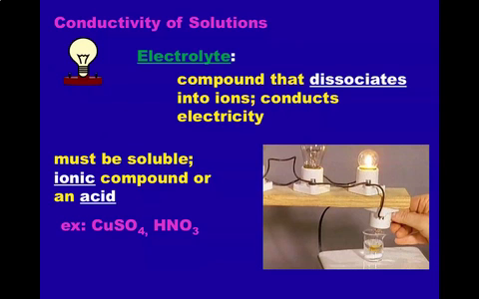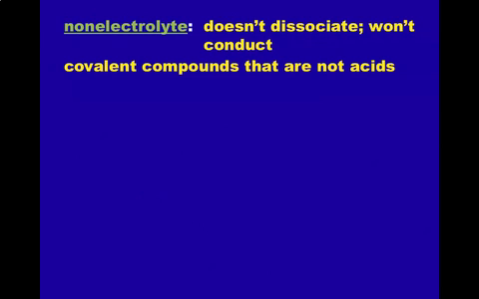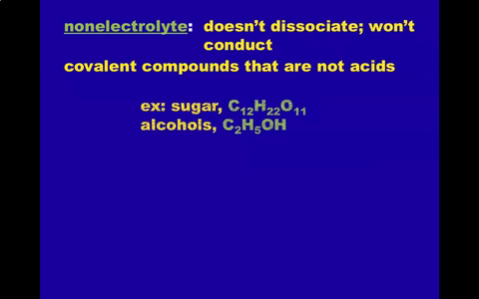And nitric acid. A non-electrolyte doesn't dissociate, so it doesn't break apart, and because it doesn't do that, it won't conduct. So covalent compounds that are not acids are non-electrolytes. These are things that dissolve but won't conduct electricity, like a sugar or an alcohol.